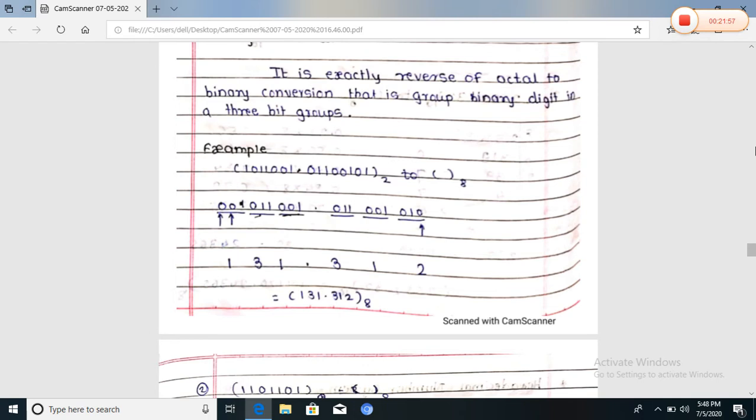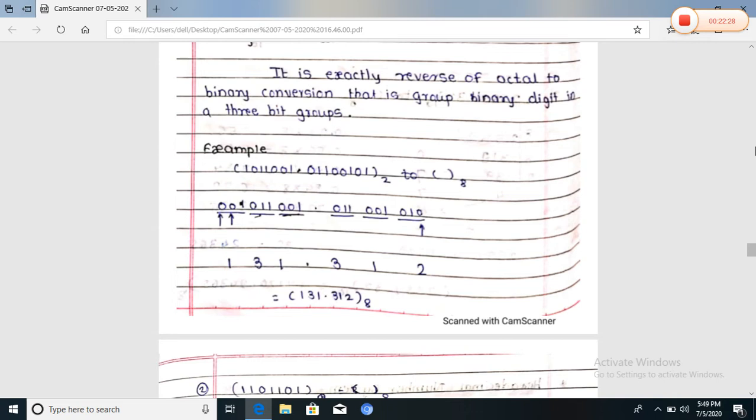10110001.011000101. This is the binary number to convert into octal. There is a base point, or radix point, which is this point. On the left-hand side of the point, the grouping is exactly the reverse of the octal to binary conversion, where each octal digit is represented in 3 binary digits. We group the binary digits into groups of 3 bits, and we have to start from the base point or radix point.